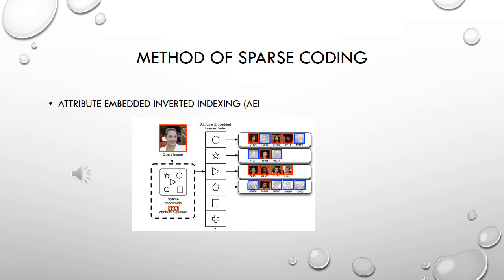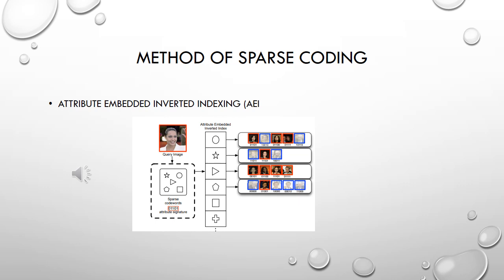This figure shows attribute embedded inverted indexing. That is, the method describes how to construct codewords enhanced by human attributes. For each image, after computing the sparse representation using this method, we can use codewords to represent it by taking non-zero entries in the sparse representation as codewords.